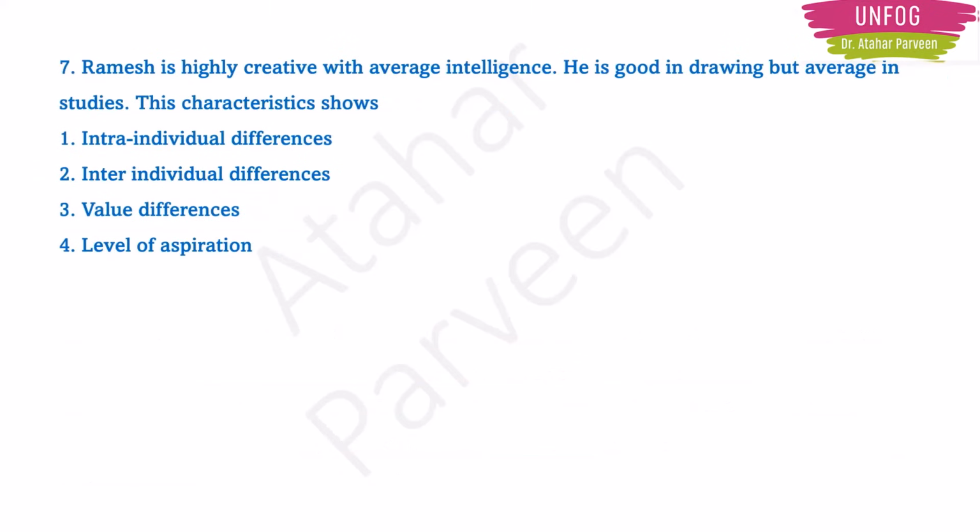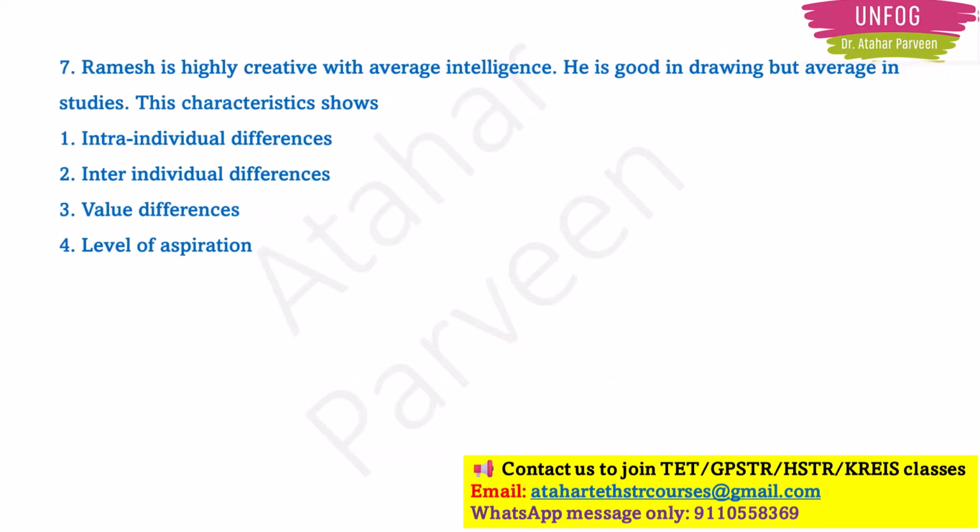Next question. Ramesh is highly creative with average intelligence. He is good in drawing but average in studies. This characteristic shows... So they are talking about a student Ramesh who is highly creative and is having average intelligence. He is good in drawing but he is average in studies. See, he is highly creative means he is good in drawing. He is having average intelligence means he is average in studies. Okay. So this characteristic shows what?